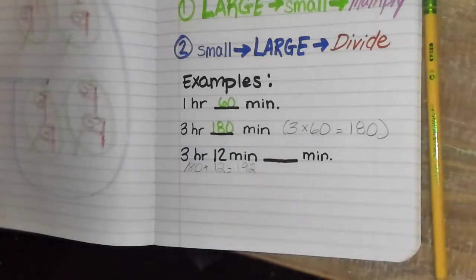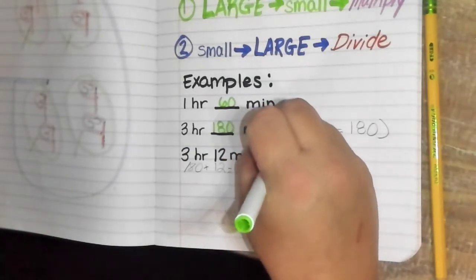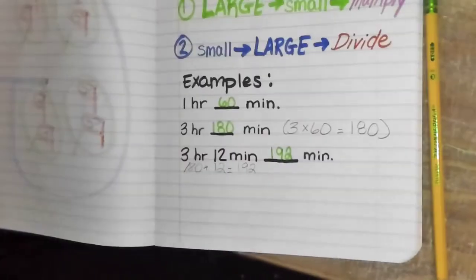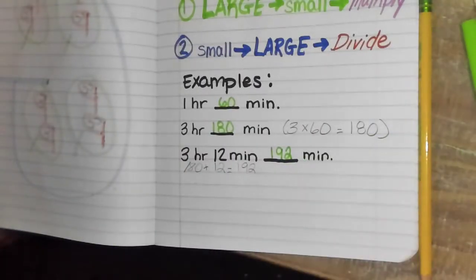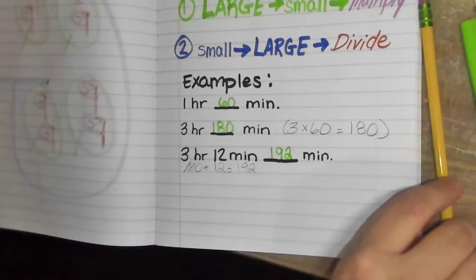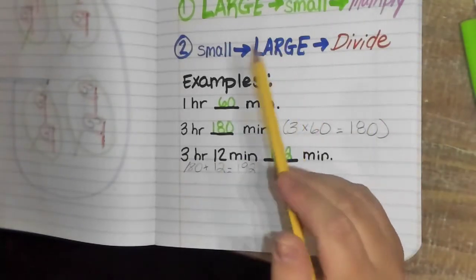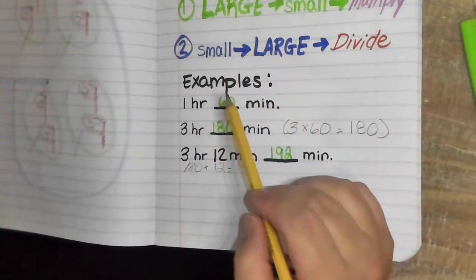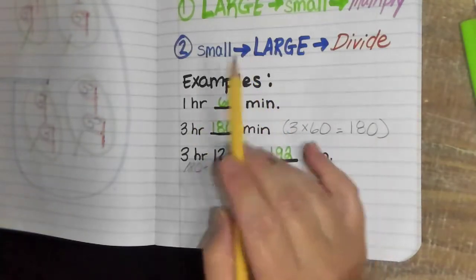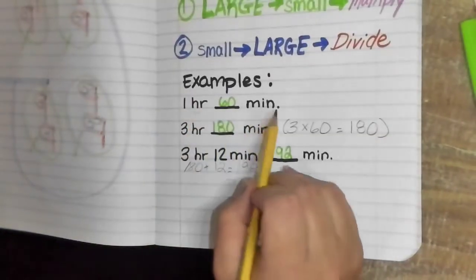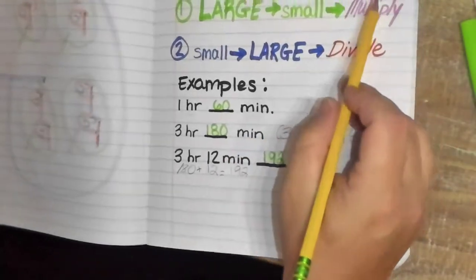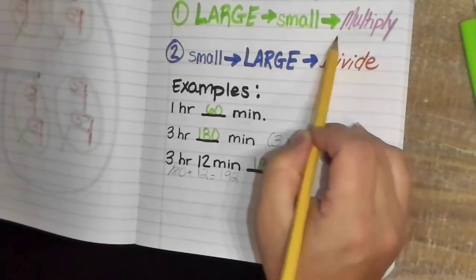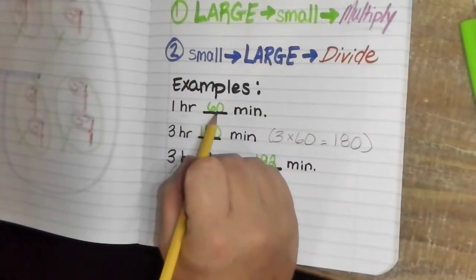So the movie would be 192 minutes long. And there it is. That is how you simply convert, whether it's hours to minutes or it's pounds to ounces. If you're going from a bigger unit to a smaller unit, you multiply by your base number.